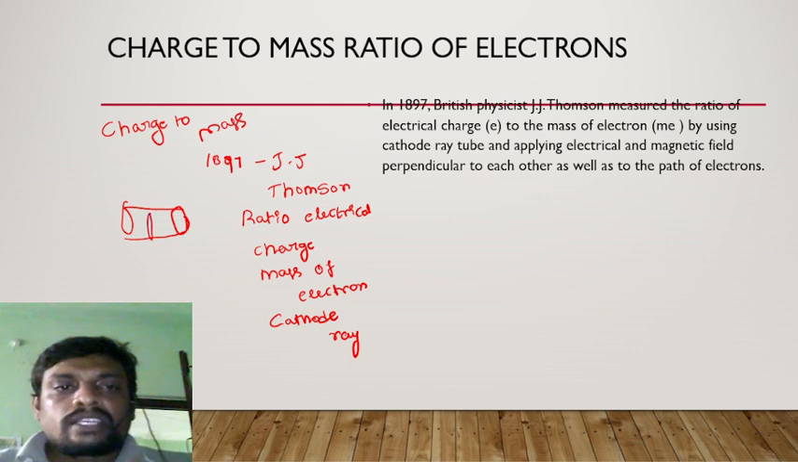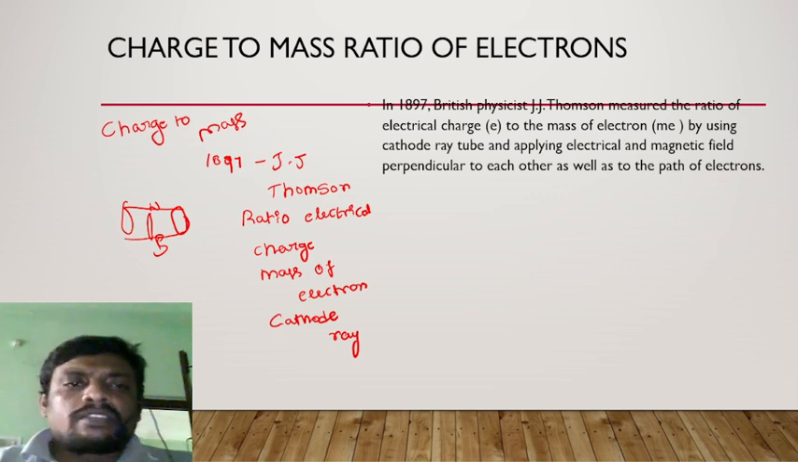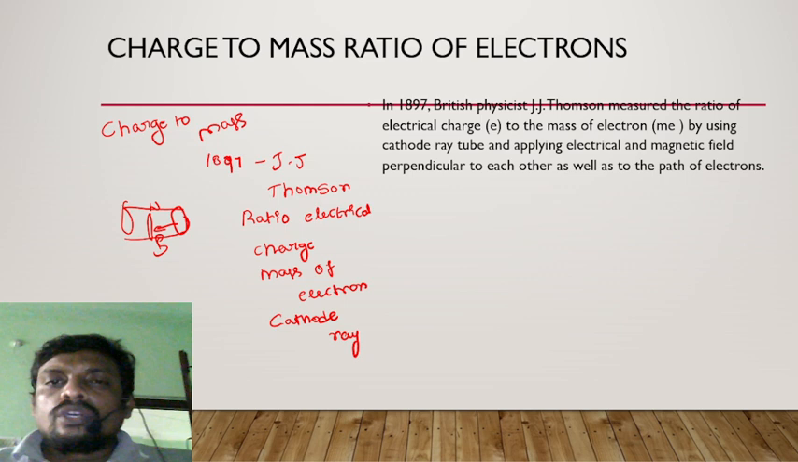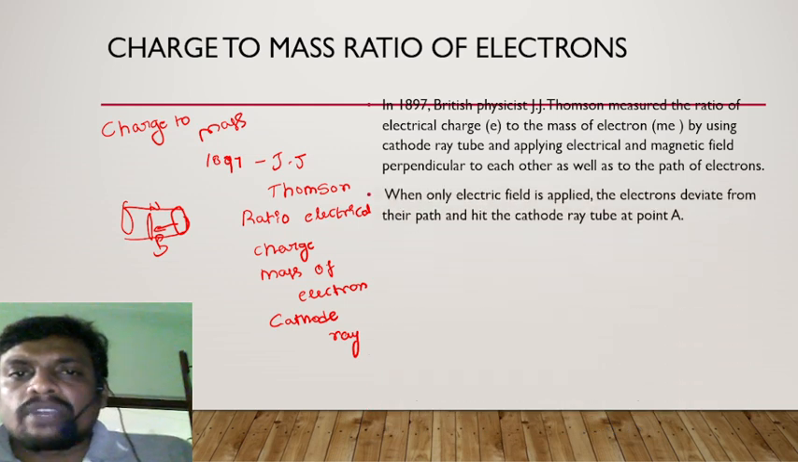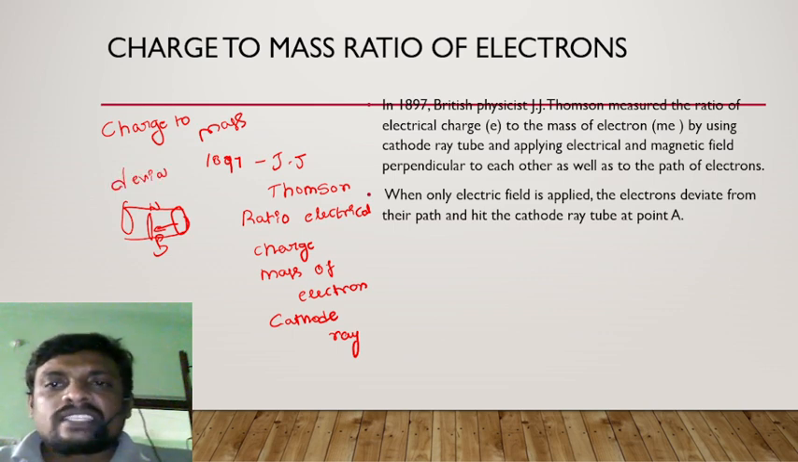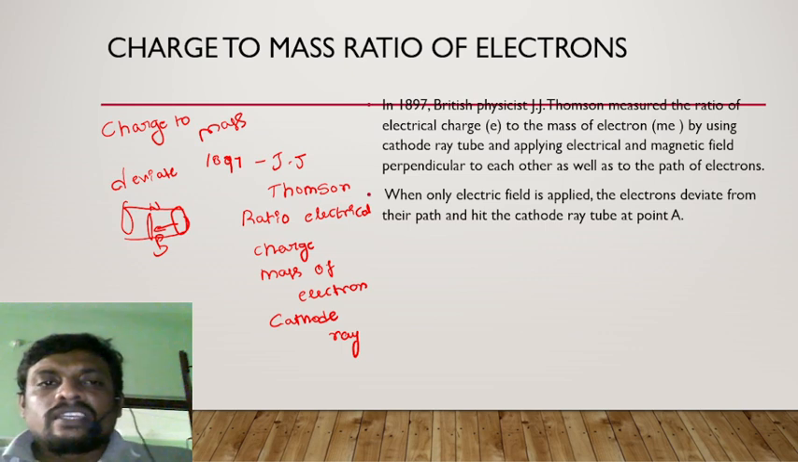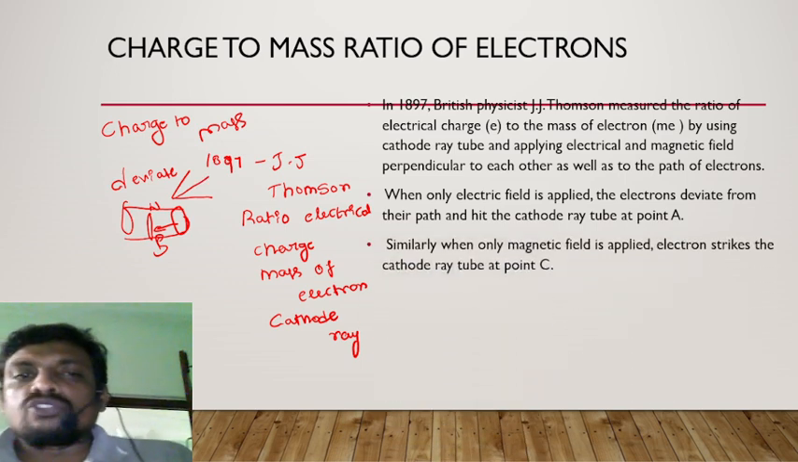So a magnetic field is taken with the north pole and south pole, as you know, and they are perpendicular to each other, which means the electrical discharge is perpendicular to the magnetic field, which is mentioned in the main path of electrons. So what will happen finally when only the electric field is applied? Electrons are going to deviate from their path, which means they change their path and move towards another direction and hit the cathode ray tube at a specific point. In the diagram I will show you.